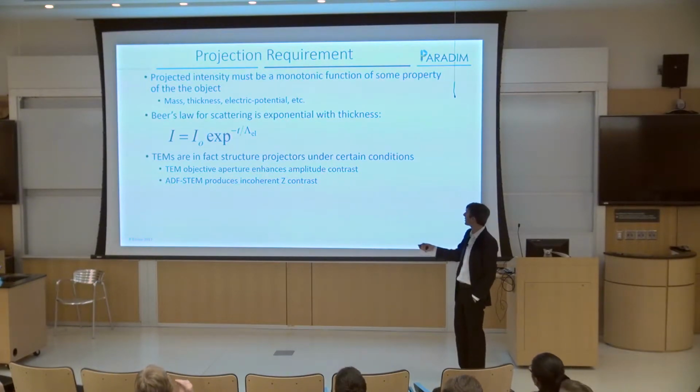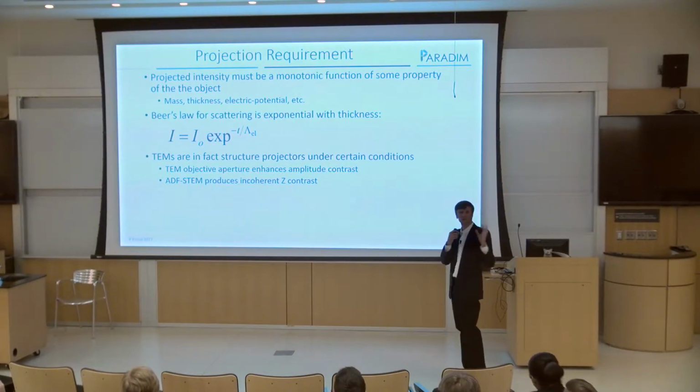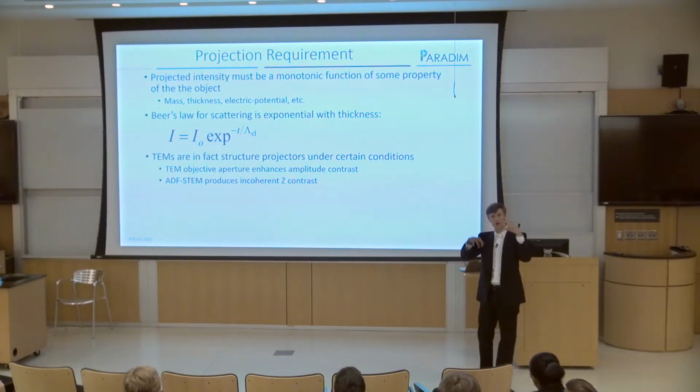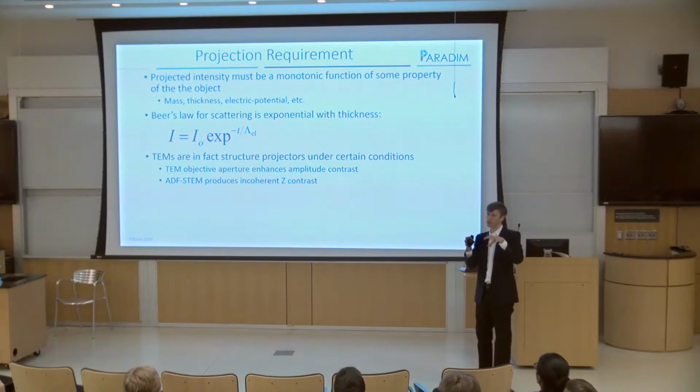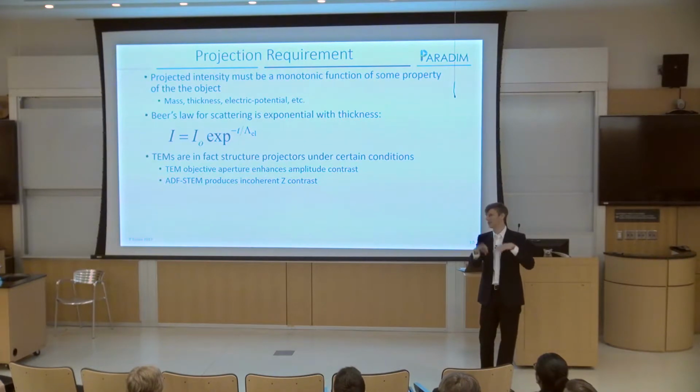Okay? TEMs are, in fact, structure projectors under certain conditions. In TEM, if you put in an objective aperture, you can enhance what's called amplitude contrast. That's basically electrons that scatter so much that they leave the electron microscope. They scatter beyond the resolution of the microscope. They hit the aperture, basically, after the sample. So that's amplitude contrast. But we don't use TEM in physical sciences because usually for crystals, the object will flash on and off. You'll see that very clearly. If you look at nanoparticles, you'll see that this one's bright and this one's dark, even though they're the same exact size. And when you start tilting things, it gets way worse.